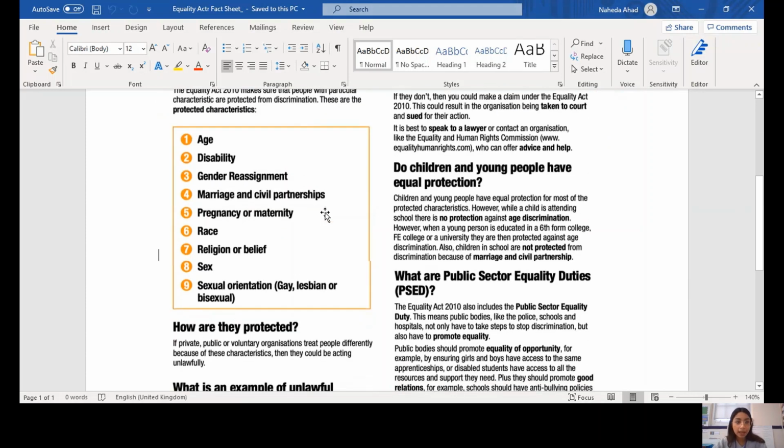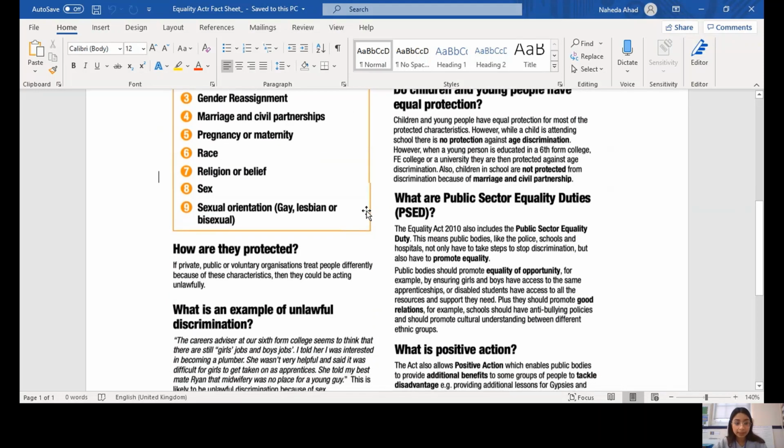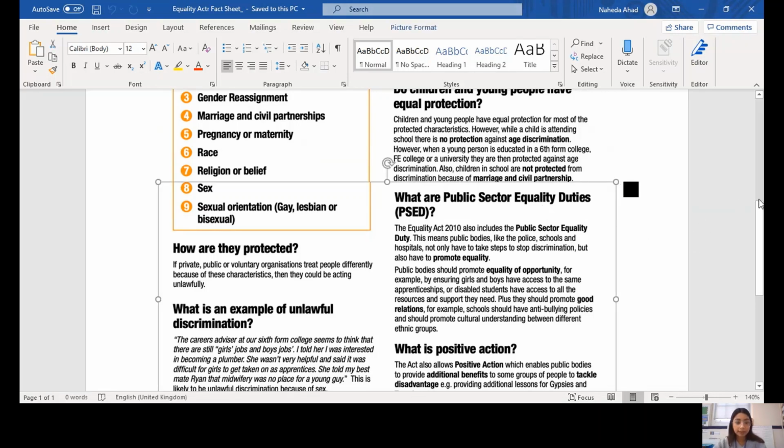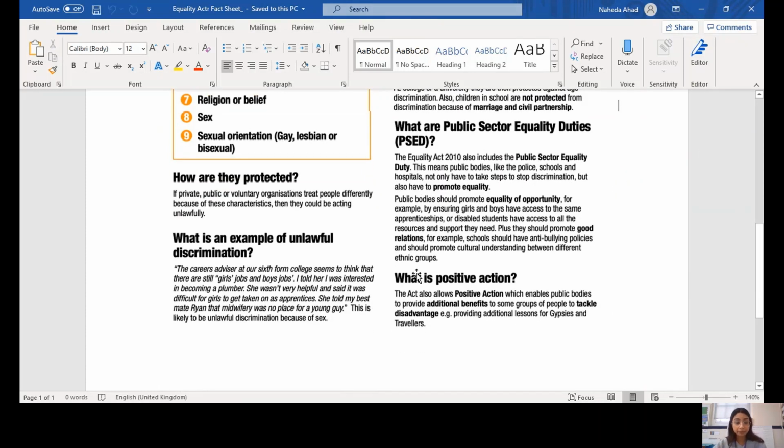Who is protected? The Equality Act 2010 makes sure that people with particular characteristics are protected from discrimination. These are the protected characteristics: age, disability, gender assignment, marriage and civil partnerships, pregnancy or maternity, race, religion or belief, sex, sexual orientation. How are they protected? If private, public or voluntary organisations treat people differently because of these characteristics, they could be acting unlawfully, so that means going against the law, breaking the law here.